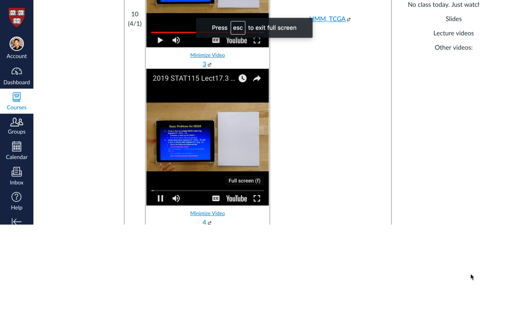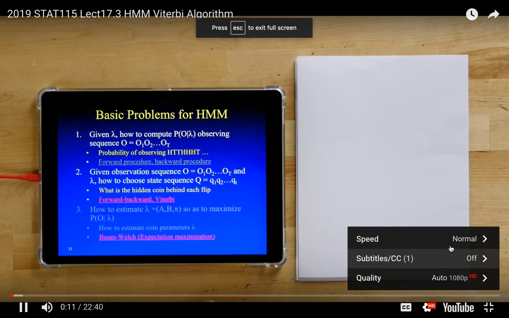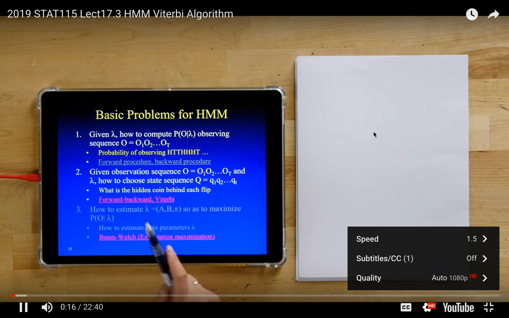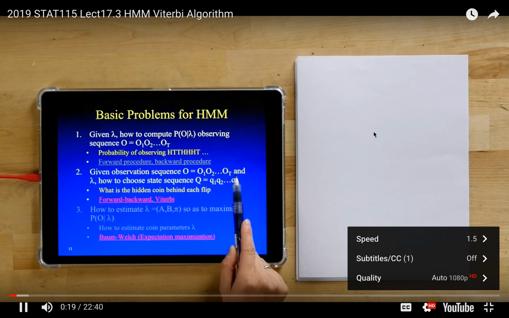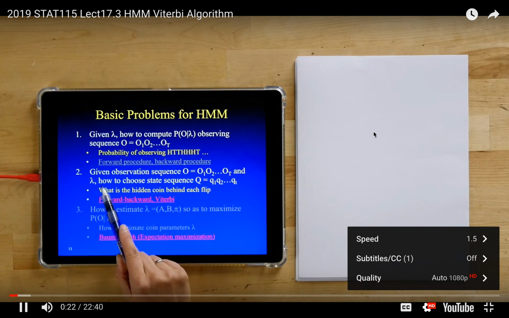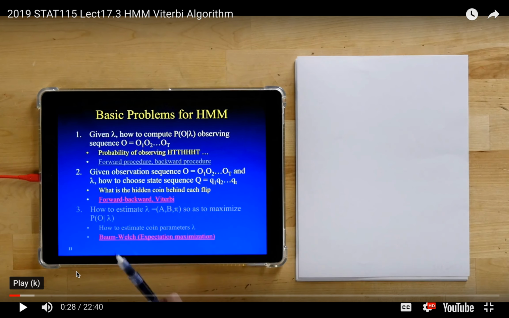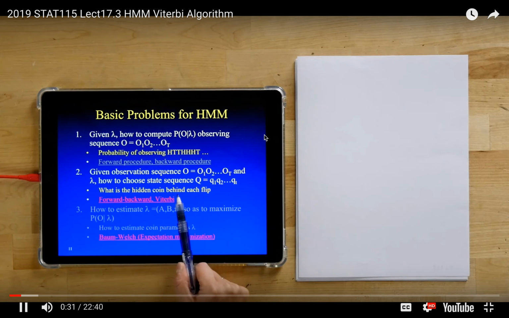In the real-world applications, this is supposedly we have the parameters for the hidden Markov model. We are also given a string of observations. And then the question is how to predict the hidden states, the paths in order. So what Shirley is talking about is actually type 2 question about the hidden Markov model. So what is the hidden coin behind each coin flip?